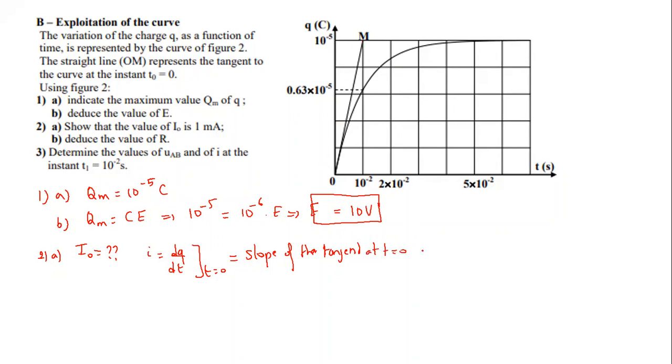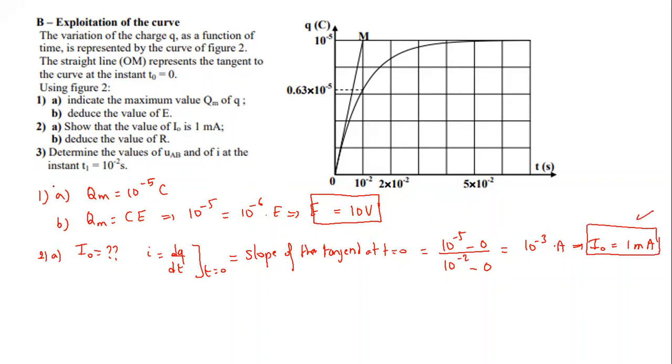So by finding the slope, it's equal to y final, which is 10 to the power minus 5, minus y initial, 0, over x final, 10 to the power minus 2, minus x initial, which is 0. So we'll get that I equals 10 to the power minus 3. This is I0 at t equals 0, 10 to the power minus 3 ampere. This means that I0 equals 1 milliampere. So it's verified.